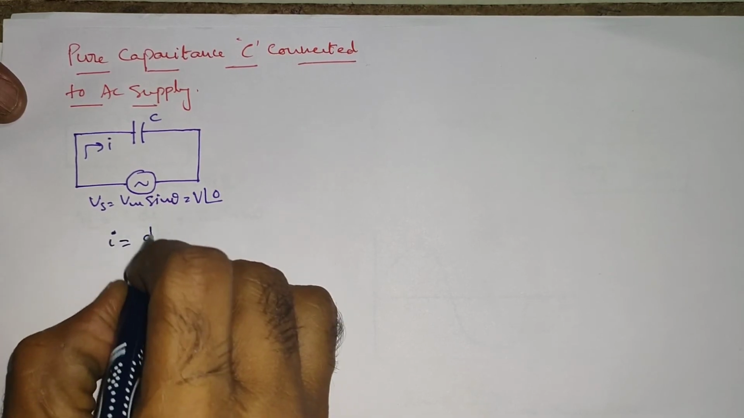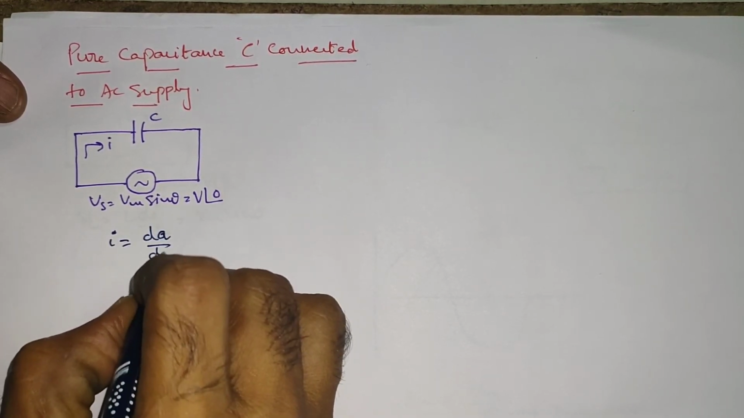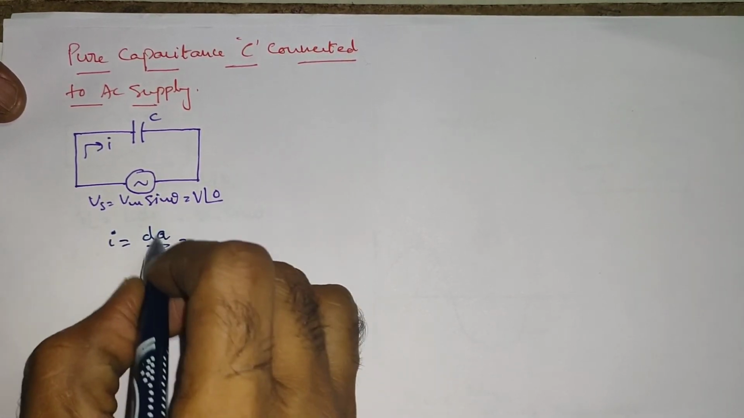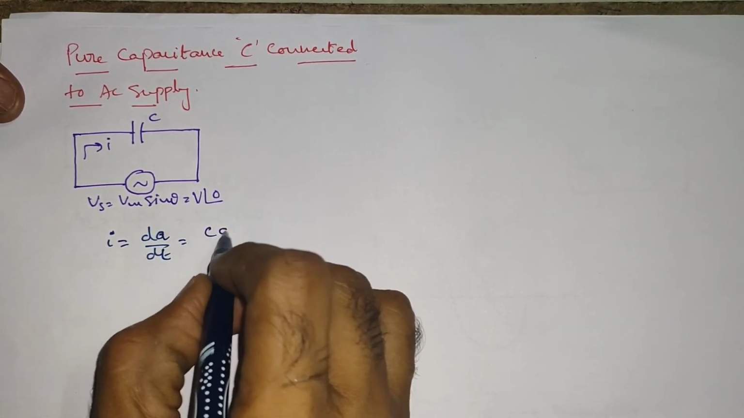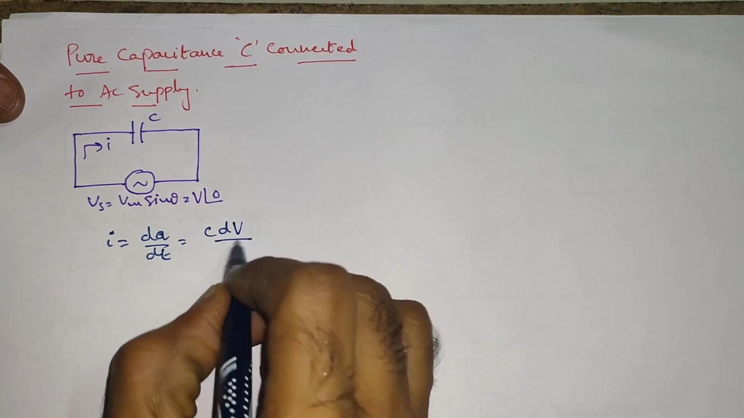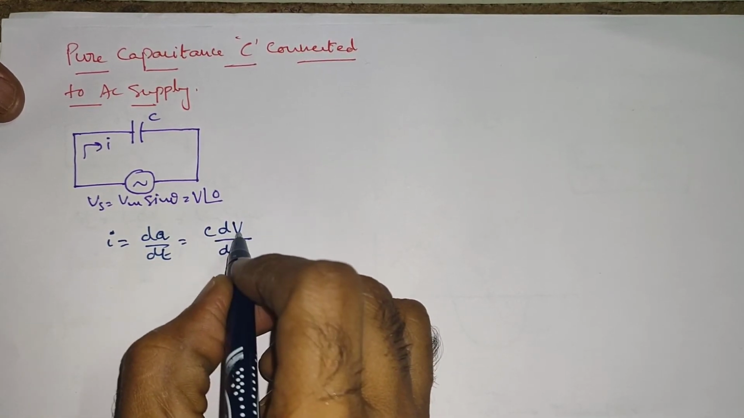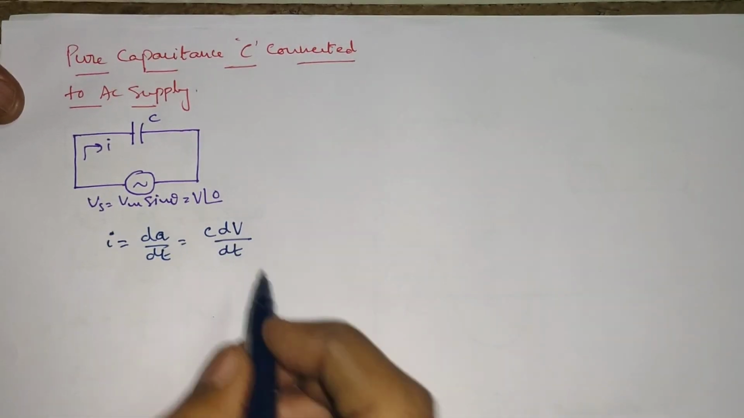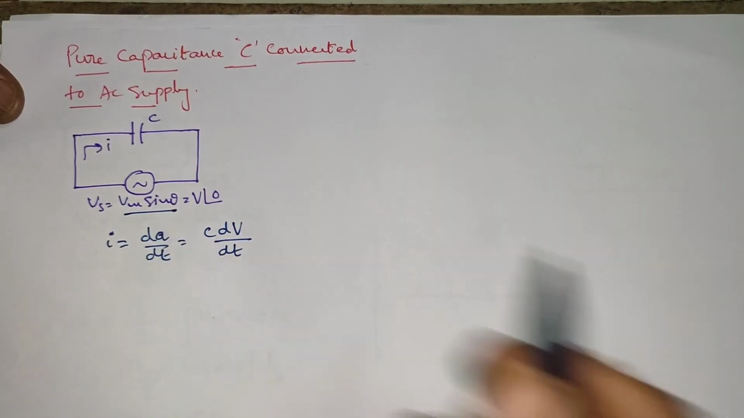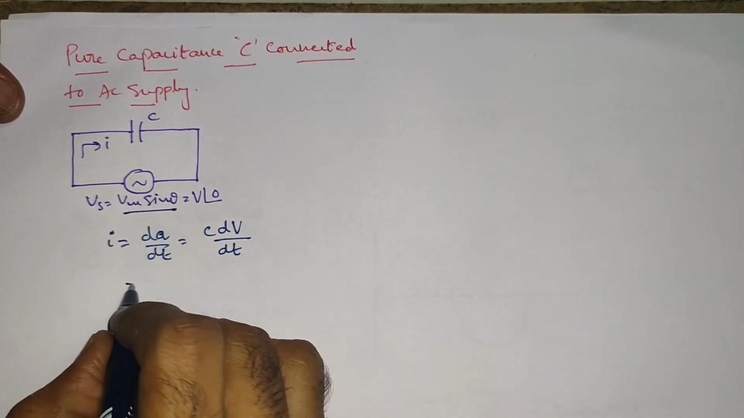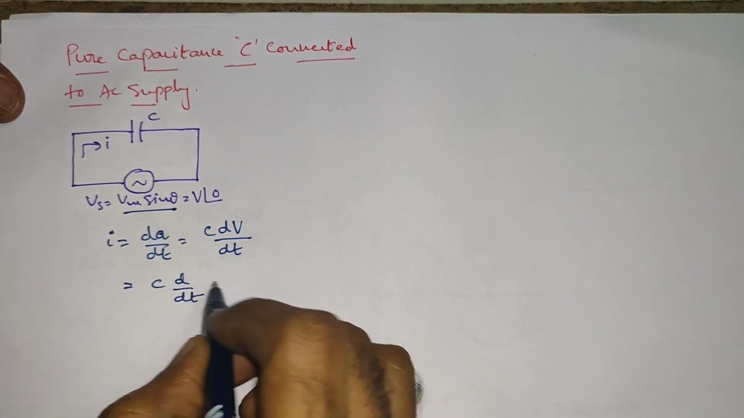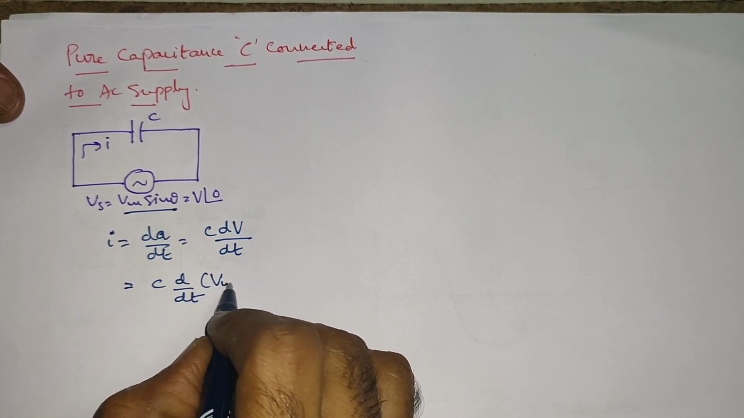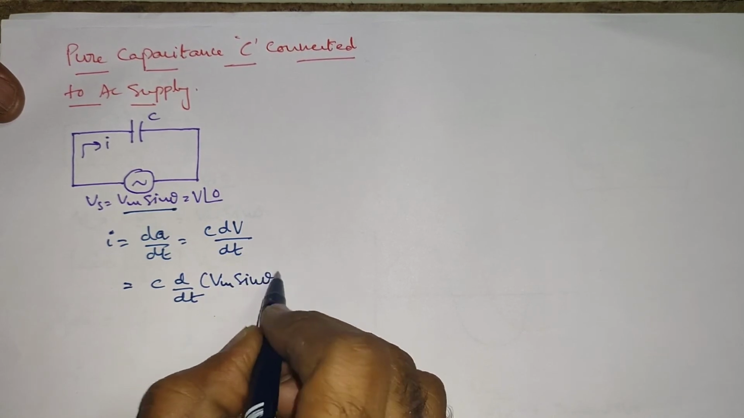We know that for a capacitor circuit the current I is given as dq by dt, charge per second, and q is equal to C V. So I is represented as C into dV by dt, where V is the voltage across the capacitor, which is nothing but our supply voltage Vm sin theta. So now I is given as C into d by dt of Vm sin theta.